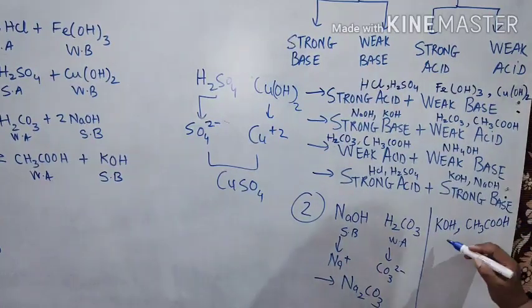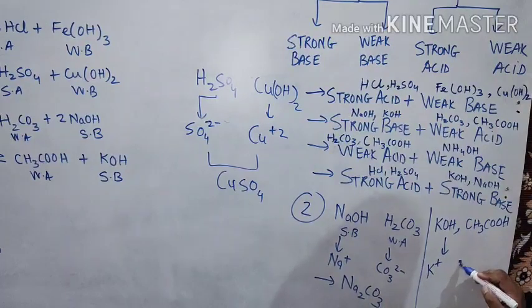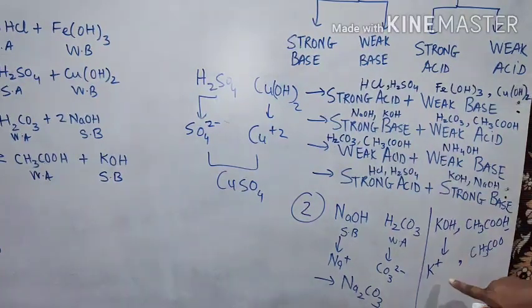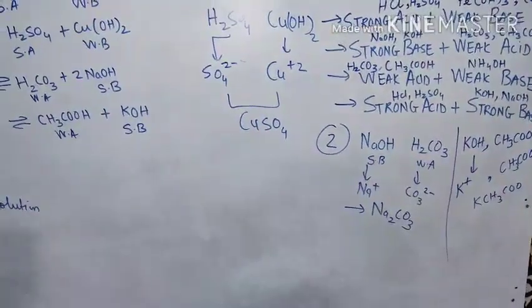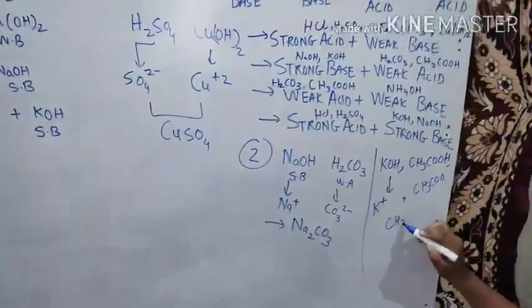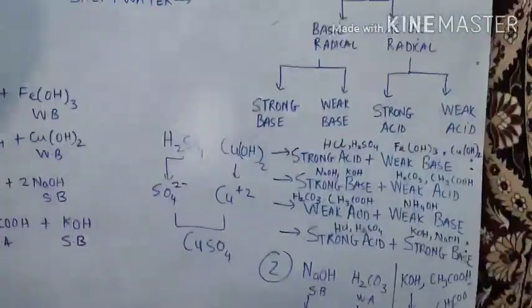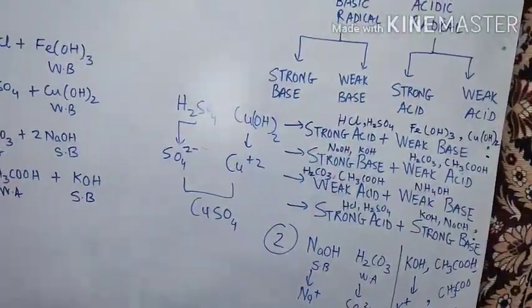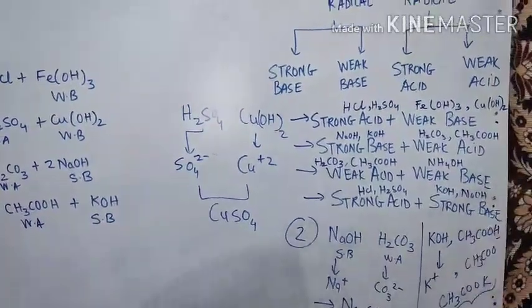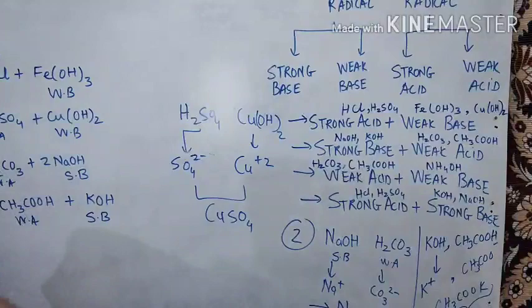Now KOH base gives cation, so here we have K plus. And CH3COOH, that's acetic acid, a weak acid, gives anion CH3COO-. That is 1 minus. Now when you combine it, we cannot write it like KCH3, it will look very odd. So instead of this, we write CH3COK first. So this is a salt formed by a strong base and weak acid. So this way, for weak acid and weak base, you can now do it very easily.